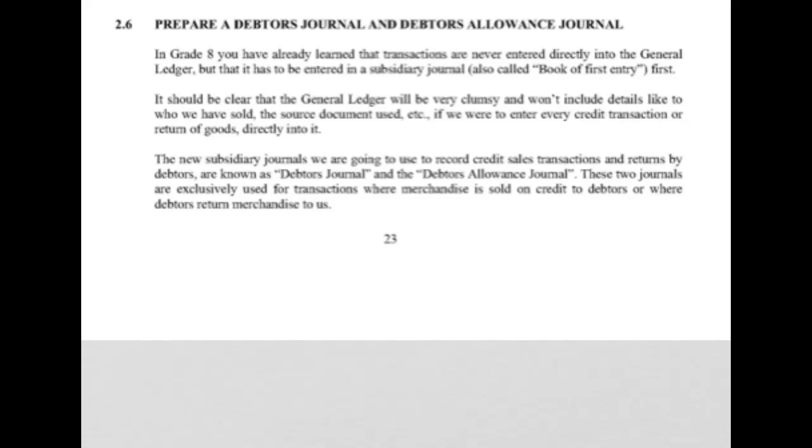2.6. How do we prepare a debtors journal and a debtors allowances journal? In short, a DJ and a DAJ. So in grade 8, you have already learned that transactions are never entered directly into the general ledger, but that it has to be entered into a subsidiary journal, also called a book of first entry, first.